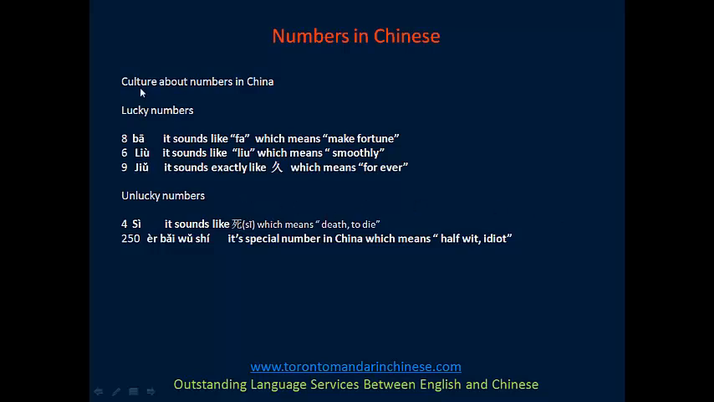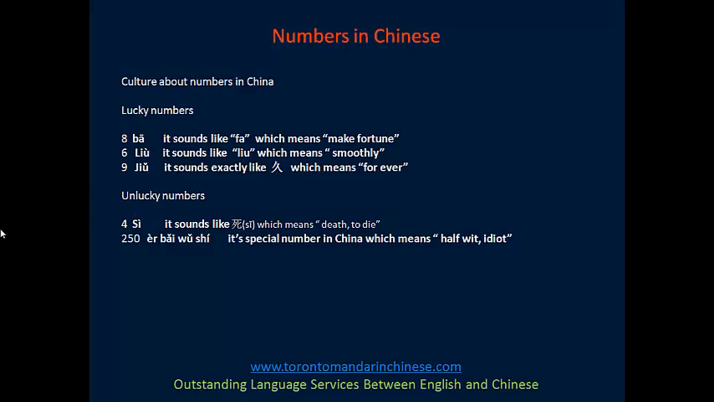Now let's talk about the culture about numbers in China. For the lucky numbers, the first one, 8. It sounds like 发, which means make a fortune. 6 sounds like 溜, which means smoothly. People like to do business smoothly. Number 9 sounds like 久, which means forever. That's another word in Chinese. So that's why on February 14th, people like to buy 9 roses instead of 12.